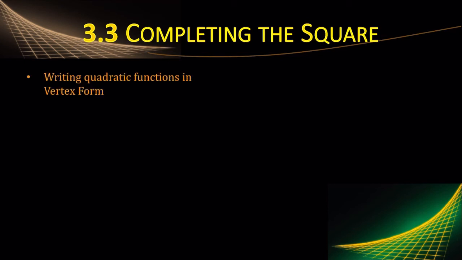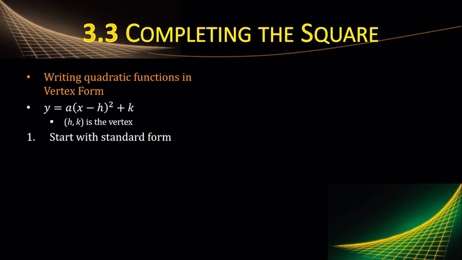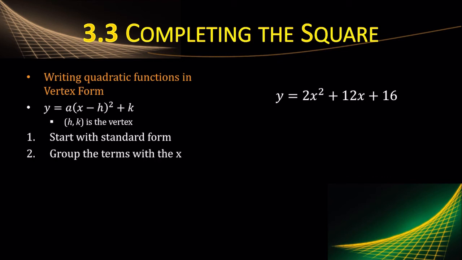All right, another thing we can do with completing the square is to write a quadratic function in vertex form. So if we start with general form or standard form, we can complete the square to get vertex form, which is this, where h and k is the vertex. What we do is we start with standard form. Here's our example. And we group the terms with the x. So I'm going to put parentheses around the x terms so that they're grouped.